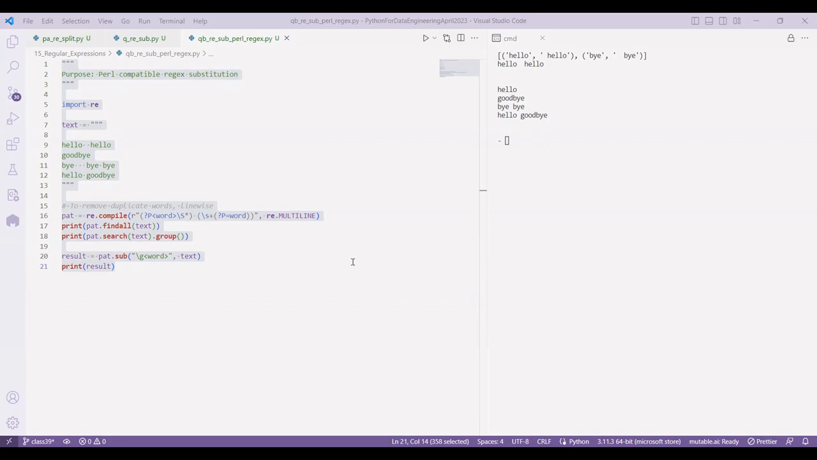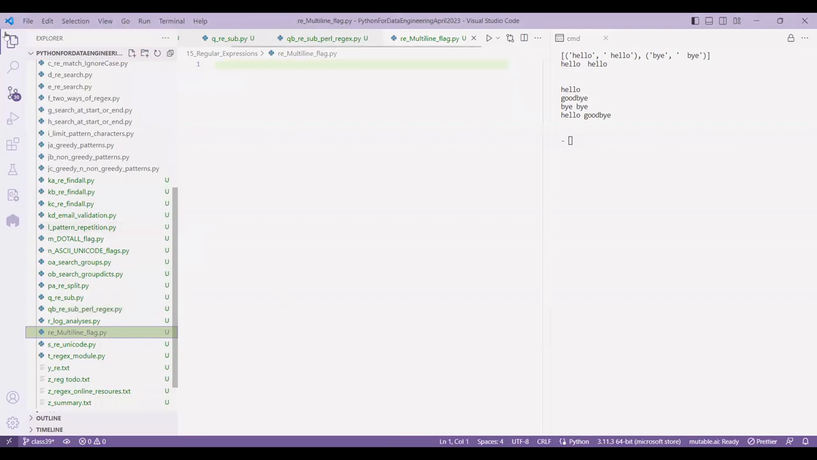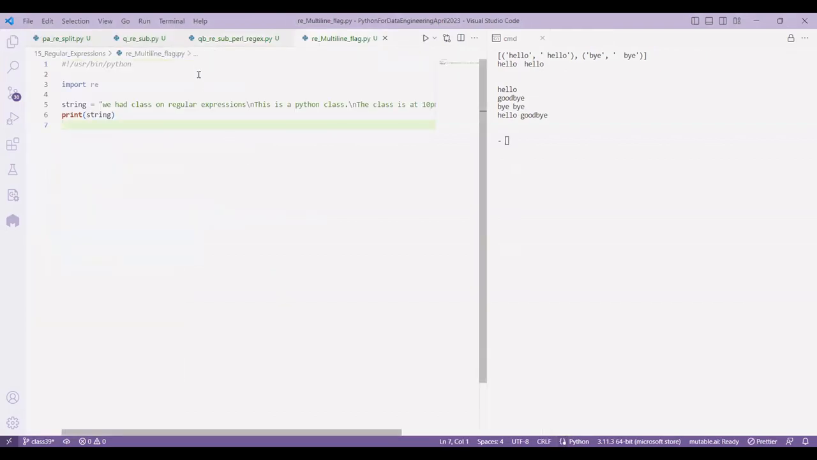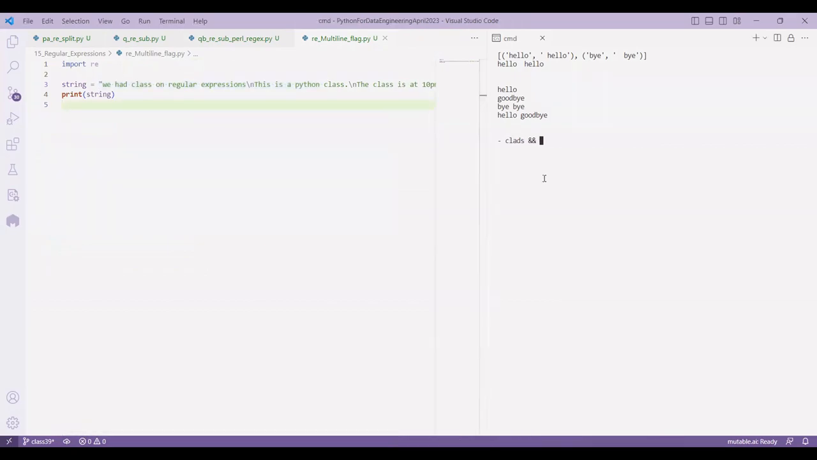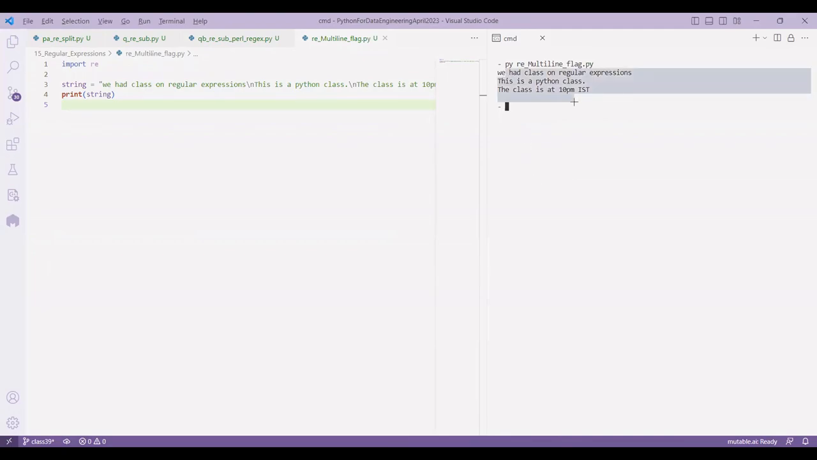Yeah. So to understand more about this re dot multiline flag, we have something like this. If I have a regular expression, observe carefully. We have class on regular expressions, so slash n like that. So this is our string. If I print it, it will come as this Python CLS, Python RE, so and so. Did you see now? So we have a class, this is so and so, because there are regular expressions.